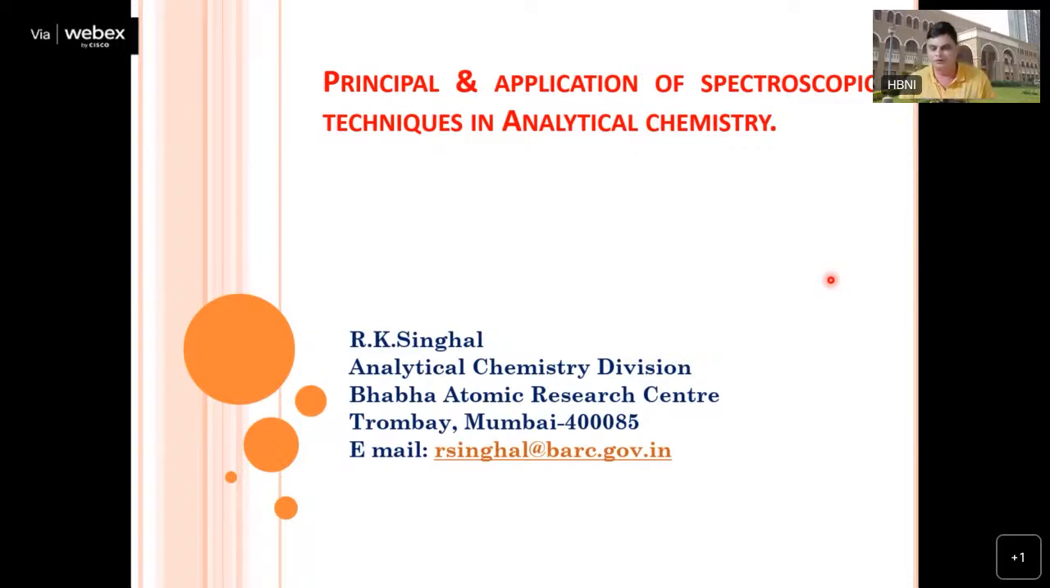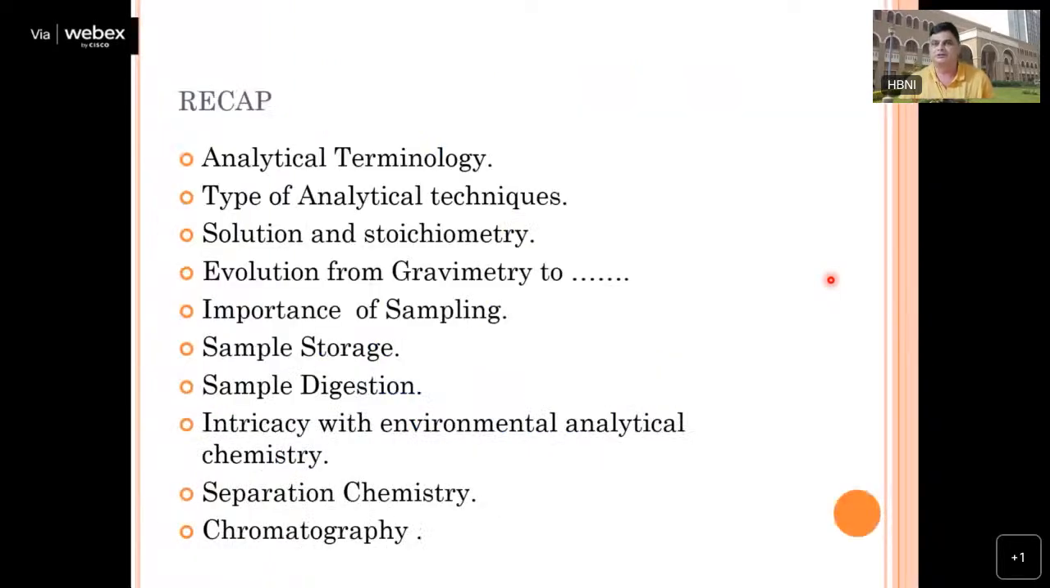So before going to these lectures, let's have a recap of what we have done so far. We had learned the analytical terminologies. In the analytical terminology, we start with the very basic, what we call samples. And the composition of the sample, we discussed, is a mixture of basically analyte and matrix.